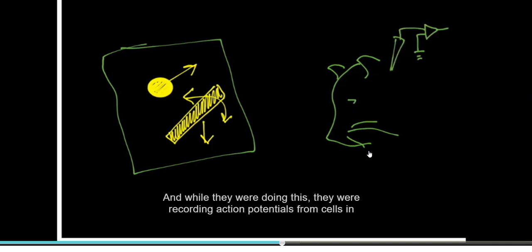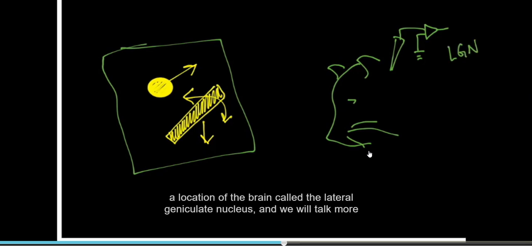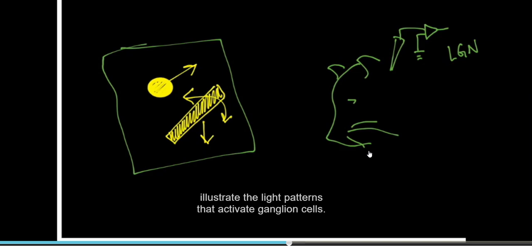And while they were doing this, they were recording action potentials from cells in a location of the brain called the lateral geniculate nucleus, and we'll talk more about the LGN next lecture. But it turns out that the receptive fields of cells in the LGN have the same basic geometry as retinal ganglion cells, and so I'm going to show you the results of these experiments because it will illustrate the light patterns that activate ganglion cells.